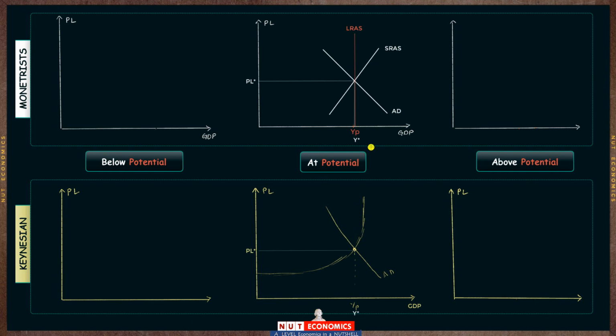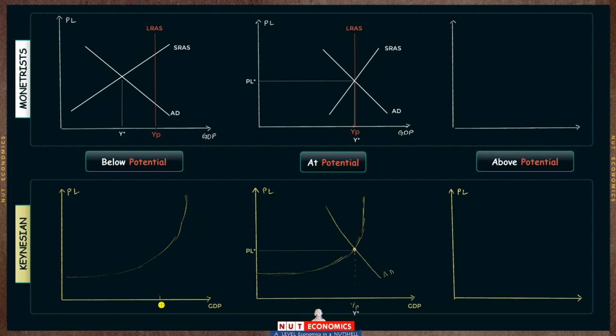Then the other short-run equilibrium possibility is when your short-run equilibrium GDP is less than your potential GDP. This is how we show it on this monetarist graph. We can show the same on this Keynesian graph. Again, we first have to draw this Keynesian aggregate supply curve. We will assume that this is the potential output, and slightly above potential your aggregate supply curve is a straight vertical line. You can't produce much more than your potential.